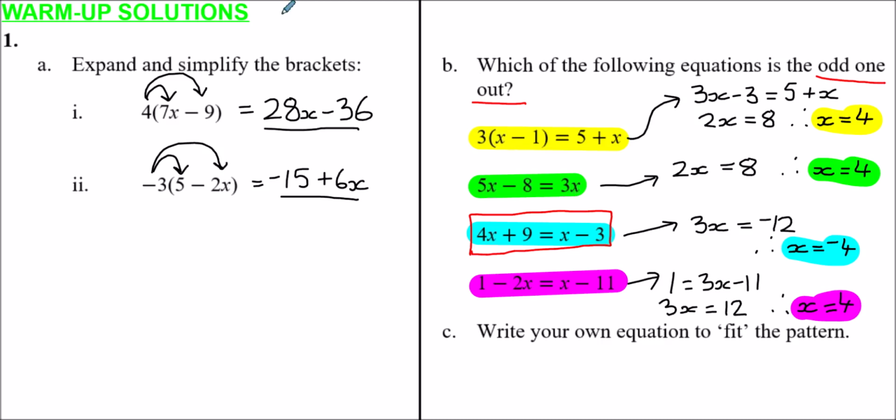And so the odd one out is this third one. The top one, x equals 4. The second one, x equals 4. The last one, x equals 4. But the third one, which I've put in red, is the odd one out.